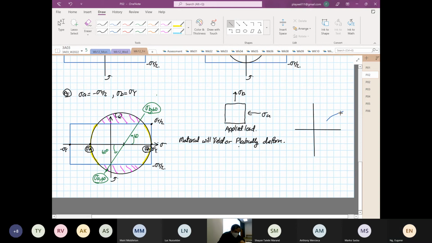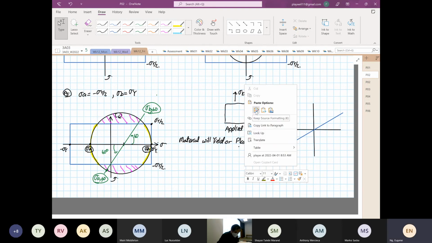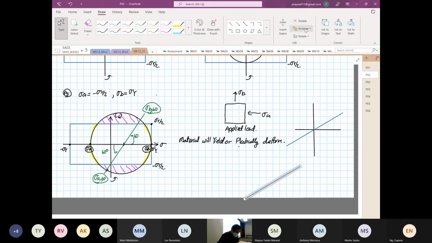30 degrees. Okay. Lucas will say something, I know, if I've done that wrong, Lucas. Right? So when we rotate that, and when we rotate that, right?